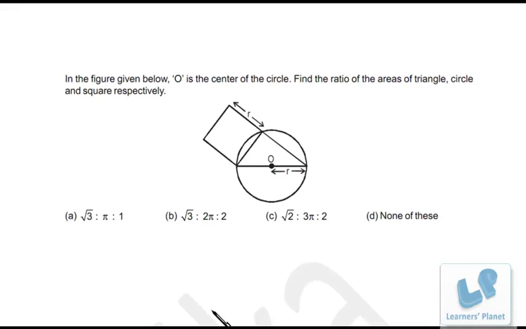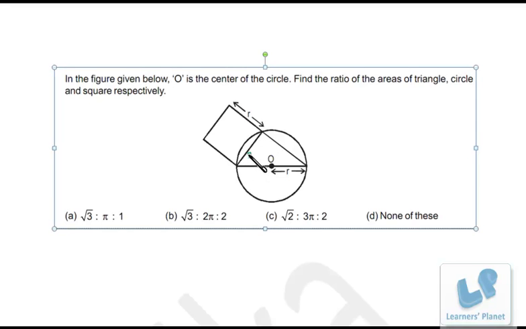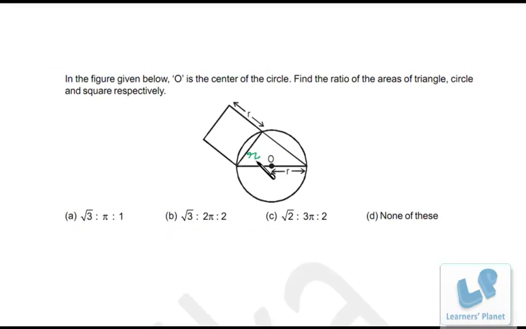Now friends, let's try this problem. In the figure given below, O is the center of the circle. Find the ratio of areas of triangle, circle and square respectively. Now here the side of the square is R. So this will also be R. Now if this is R, this is R, this will be 2R. The entire length, that is the diameter of the circle, will be 2R.